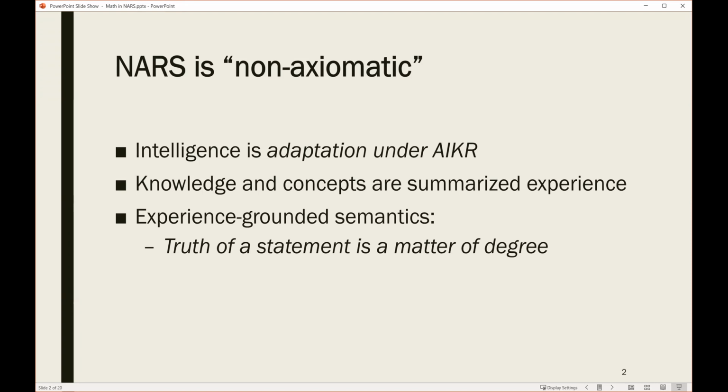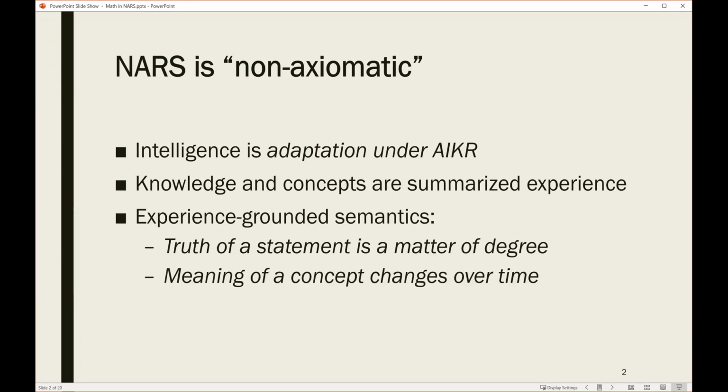One is with respect to truth. In this case, clearly truth is not a yes, no, or true, false situation anymore. It's a matter of degree. And also meaning is not a fixed thing anymore. A concept does not have a real meaning or true meaning or whatever you call it. Instead, the meaning changes over time. So that directly comes from this AIKR principle and adaptation.